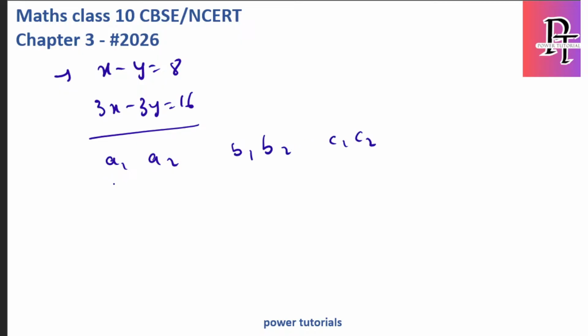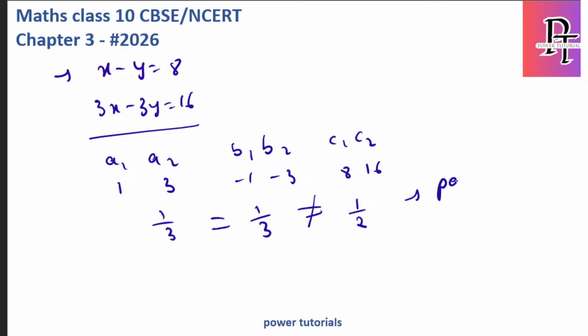Okay, a1, a2 is 1, 3. b1, b2: minus 1, minus 3. c1, c2: 8 and 16. So what is a1 by a2? It is 1 by 3. b1 by b2, minus 1 by minus 3, is also 1 by 3. c1 by c2, 8 by 16, is nothing but 1 by 2. So a1 by a2 is equal to b1 by b2 and not equal to c1 by c2. We call these lines parallel, and if it is parallel, we don't have a solution. It is inconsistent, so no need to solve it graphically. Here itself we can say we have no solution.